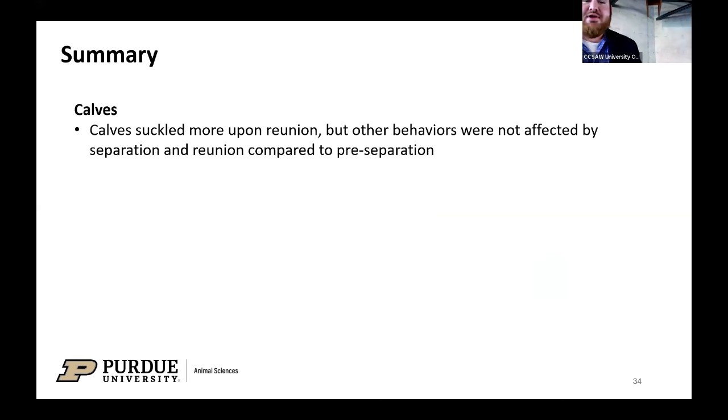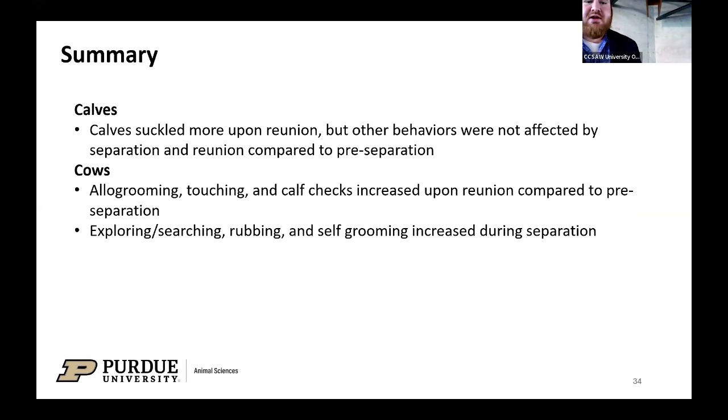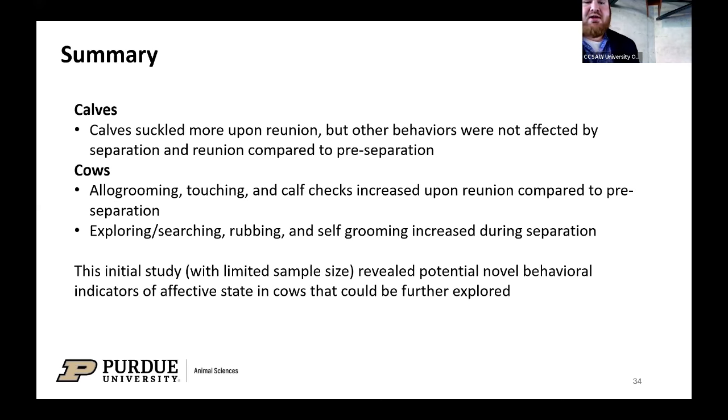Calves suckled more upon reunion, but other behaviors were not affected by separation or reunion compared to pre-separation. For cows, allogrooming, touching, and calf checks increased upon reunion compared to pre-separation. Exploring, searching, rubbing, and self-grooming increased during separation. This is an initial study. It had a very limited sample size, but it revealed potential of novel behavioral indicators of affective state that cows could be expressing and should be further explored.